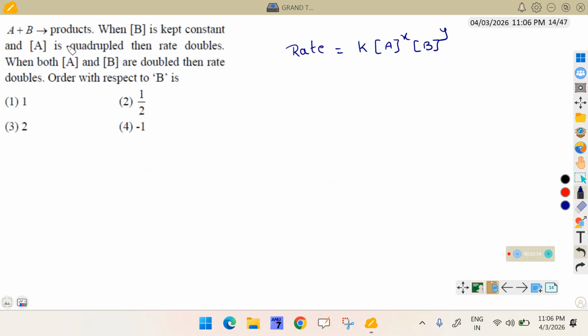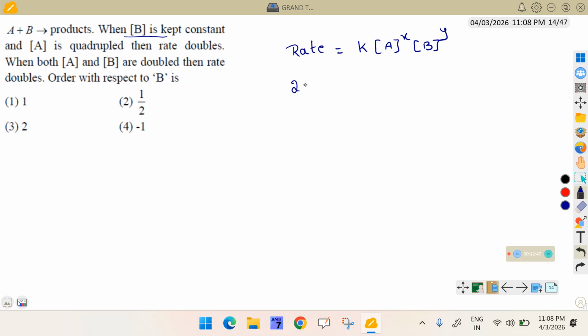A plus B gives rise to products. When B is kept constant and A is quadrupled, the rate doubles. When both A and B are doubled, then the rate doubles. What is the order with respect to B? Given condition: when B is kept constant and A is quadrupled, then the rate doubles.